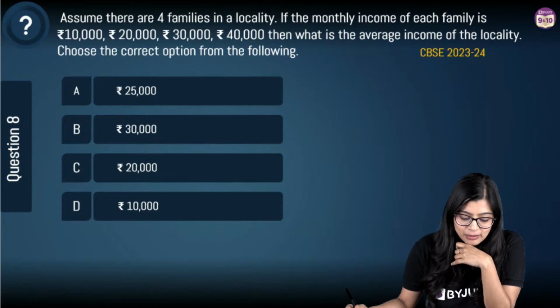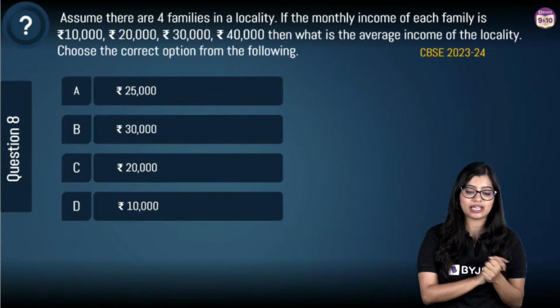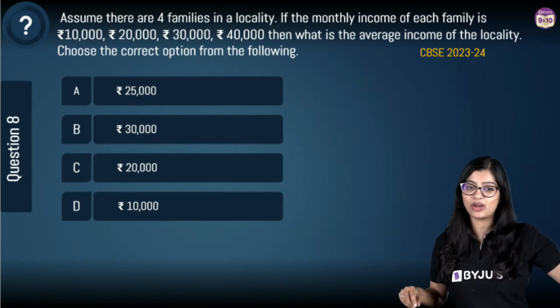Yes. Assume there are 4 families in a locality. Monthly income is 10,000, 20,000, 30,000, 40,000. What is the average income? This will give me 1 minute to drink water.